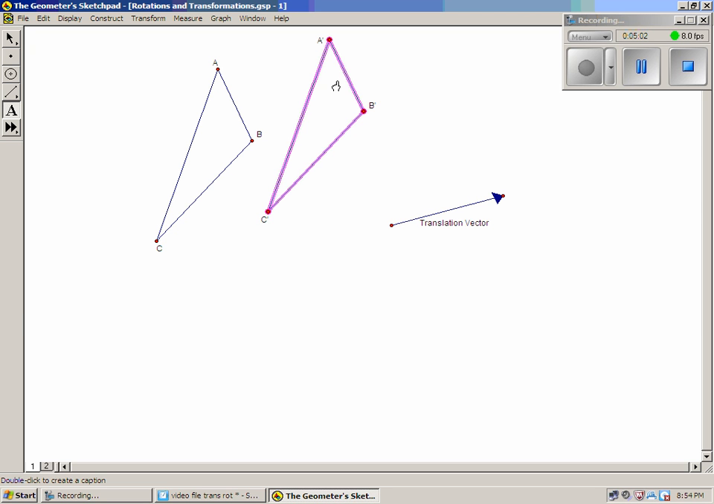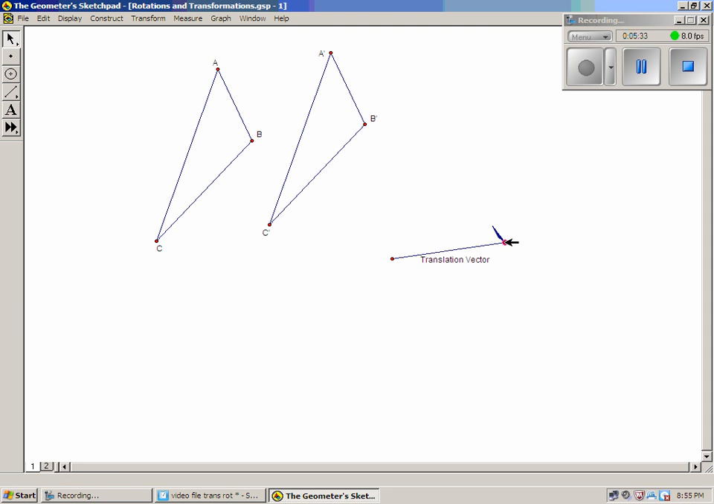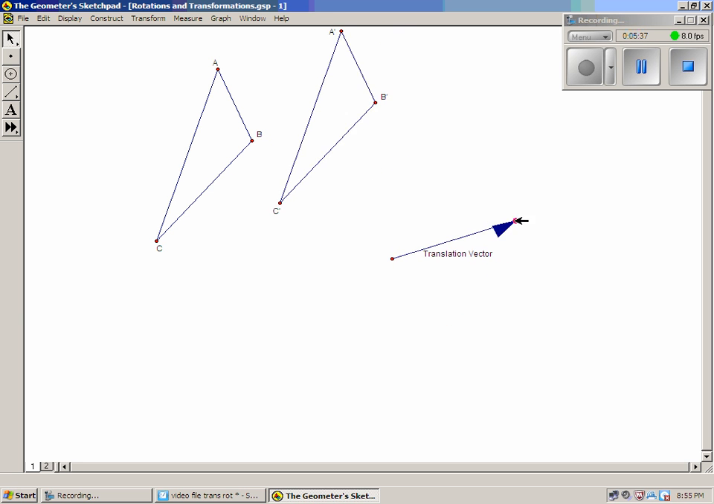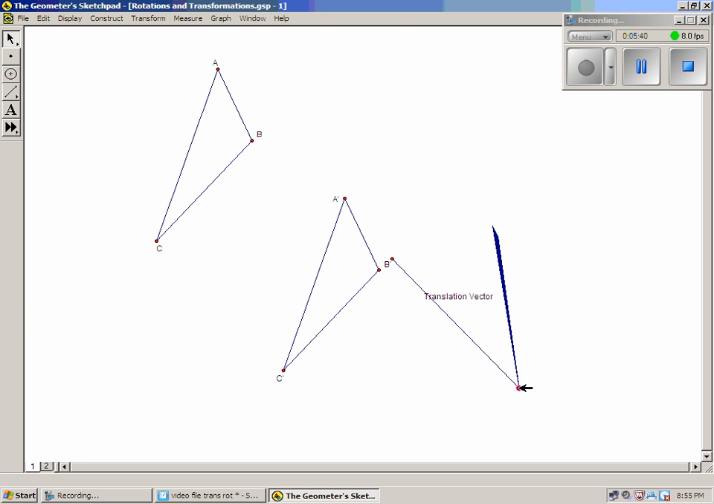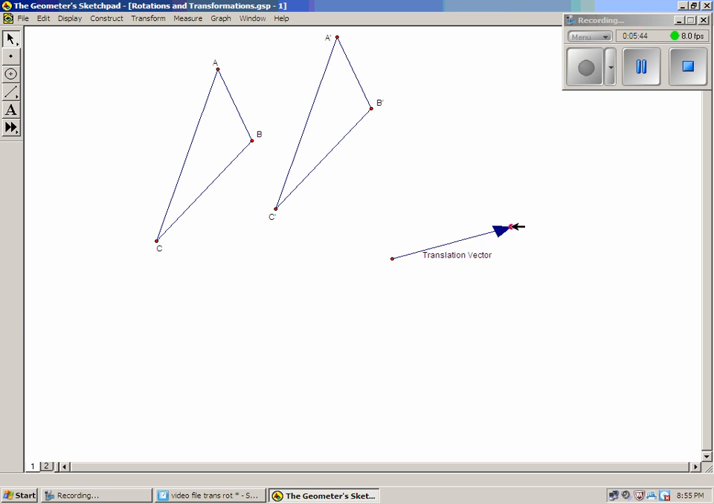The order in which you name them isn't particularly relevant, although you want to be consistent with your order and go in the same way that you did for your original figure. Now, take a look at this. As I move my original vector, the figure which I have translated also moves. So as that vector changes, the movement from my original figure to my transformed figure follows that vector, which is pretty important.